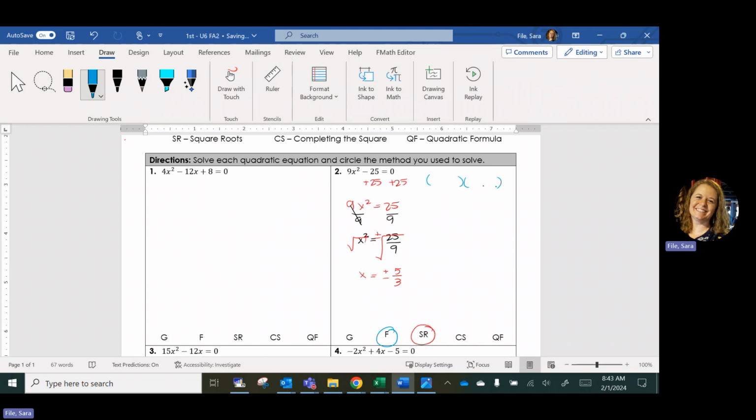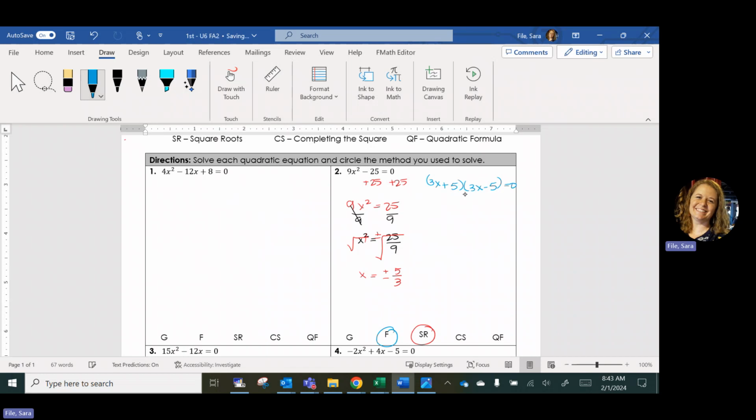to two nearly identical binomials. Okay, you take the square root of the first term, so that would be 3x. And the square root of the second term, that would be 5. And you do one positive and one negative. And that's how it would factor.